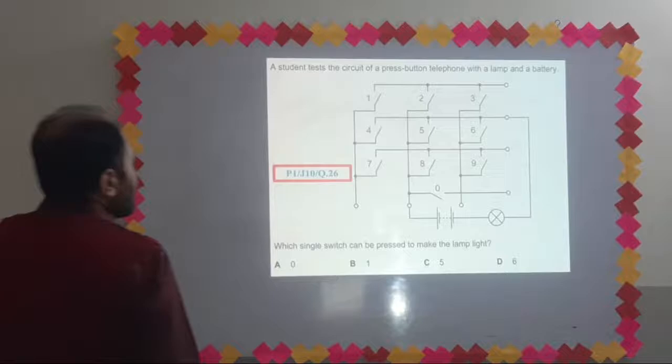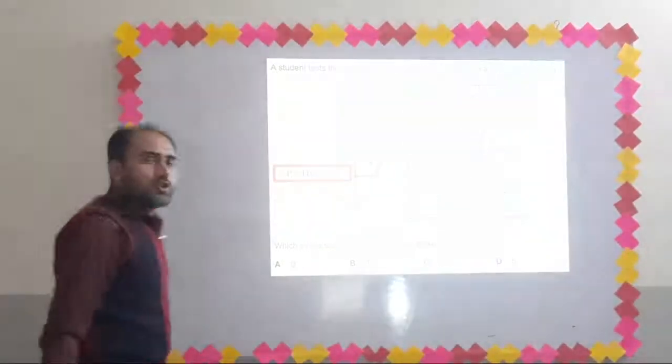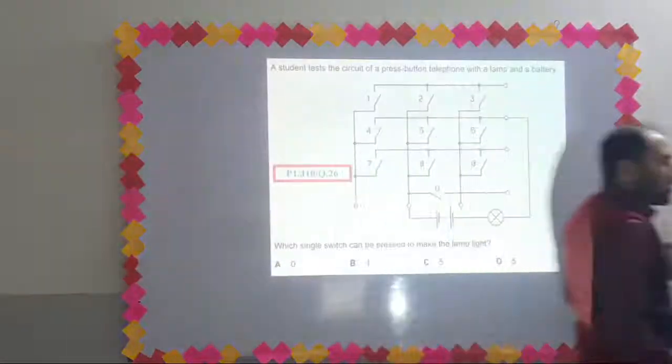Have a look at this figure. This figure is from a past paper, June 2010. Have a look at this figure.